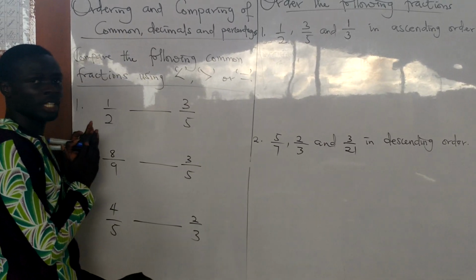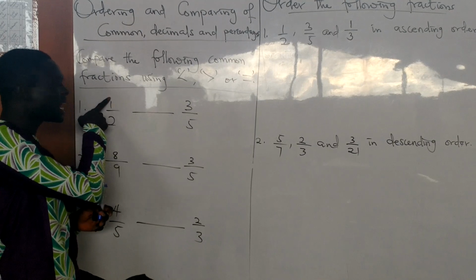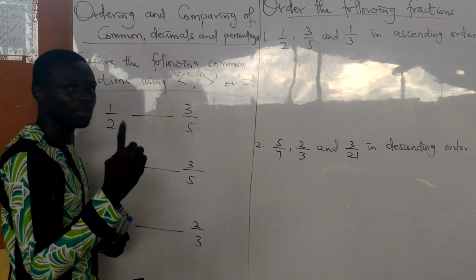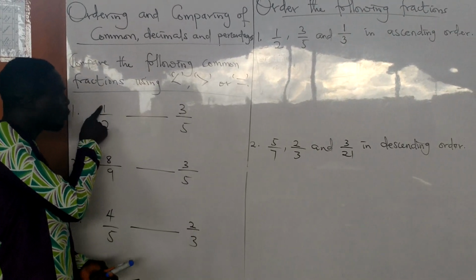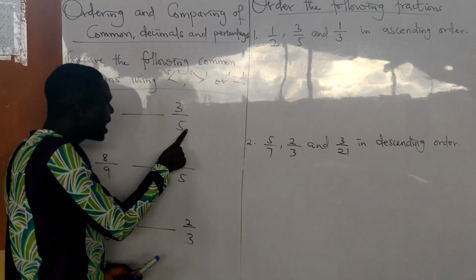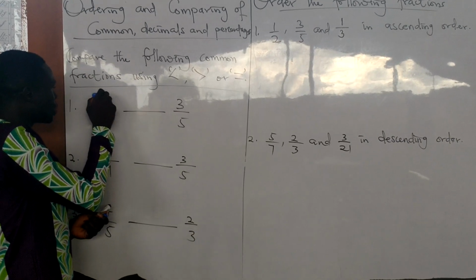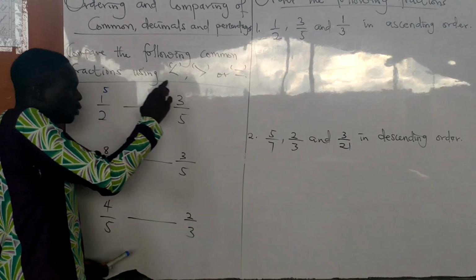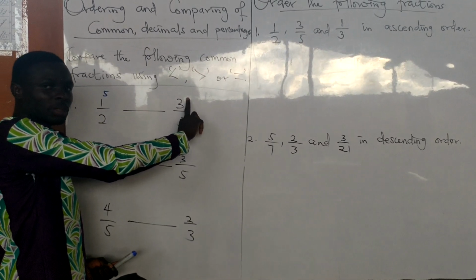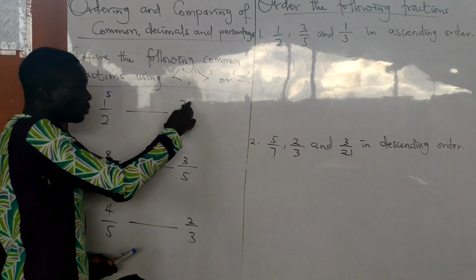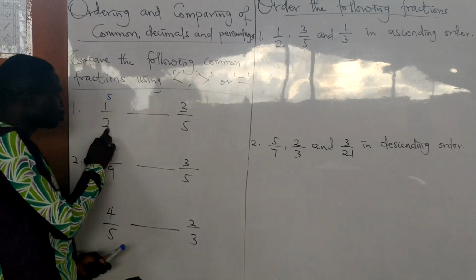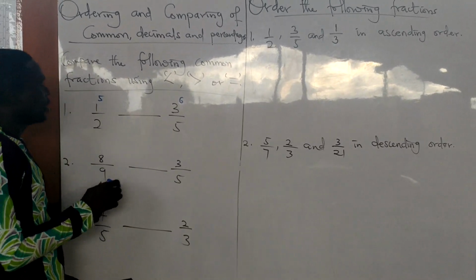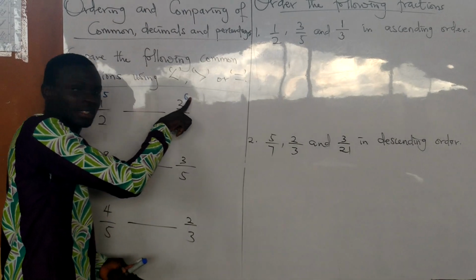Look at the first fraction here. What is the numerator? The numerator is 1. Then look at the second fraction here. What is the denominator? 5. So multiply this one by 5. So 5 times 1 will give you 5. So record the 5 here. Then we will take this denominator to multiply this numerator. So 2 times 3 will give us 6. So we are going to compare using 5 and 6.